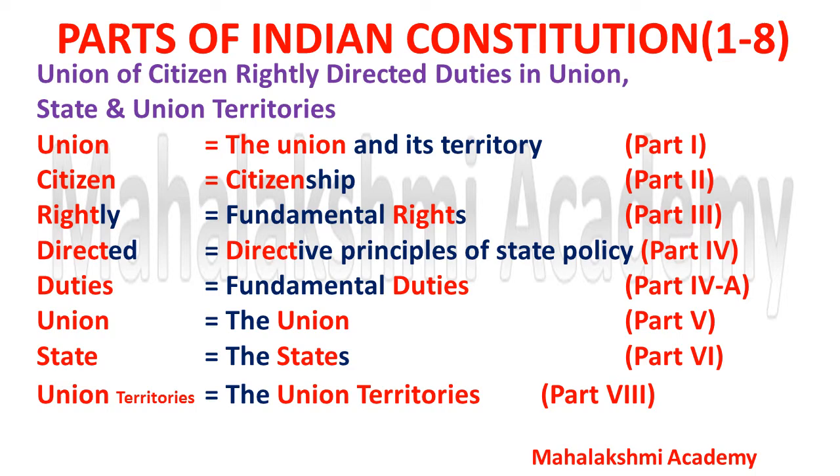So Union of Citizens means the Union of Citizens was there. They rightly directed duties, they were given rights and duties in Union, State and Union territories. So this code you have to learn, which will help you to learn parts 1 to 8 of our Indian Constitution. So Union stands for the Union and its territory, that is part first. These are all in sequence also. Citizen, that is citizenship, part second. Rightly means the fundamental rights, part third. Directed means the directive principles of state policy, that is part 4.